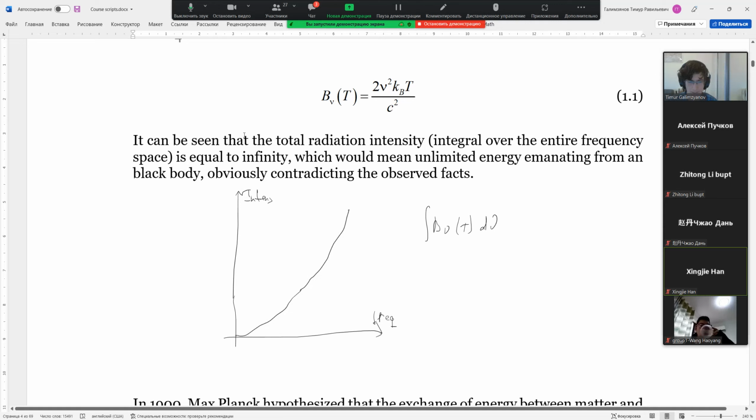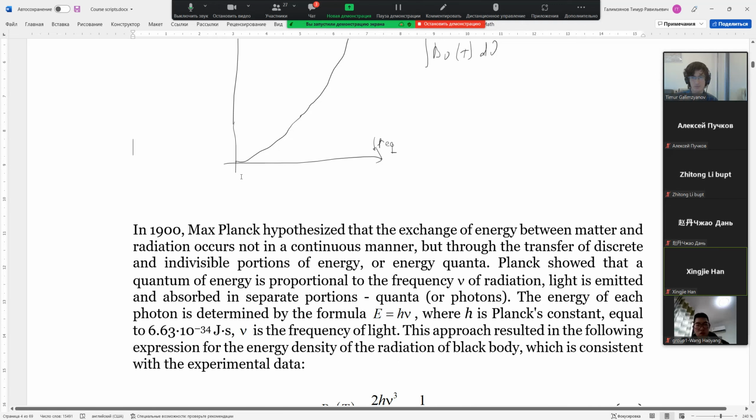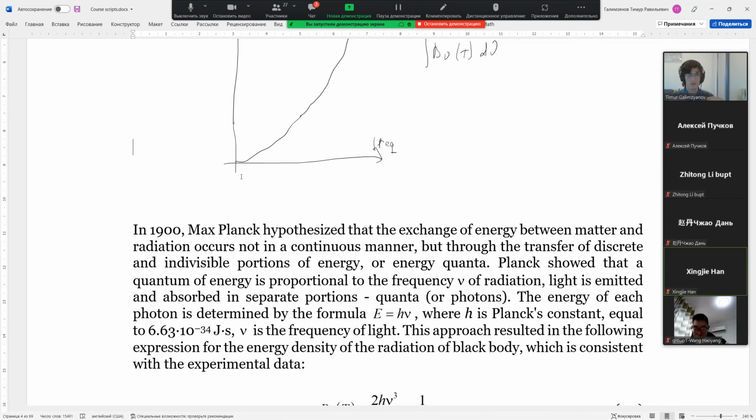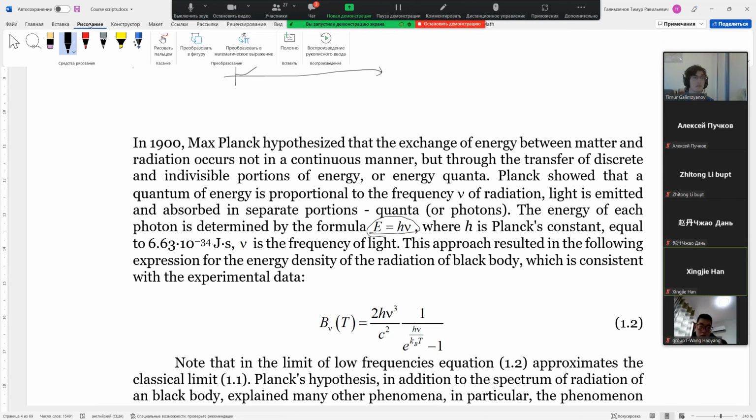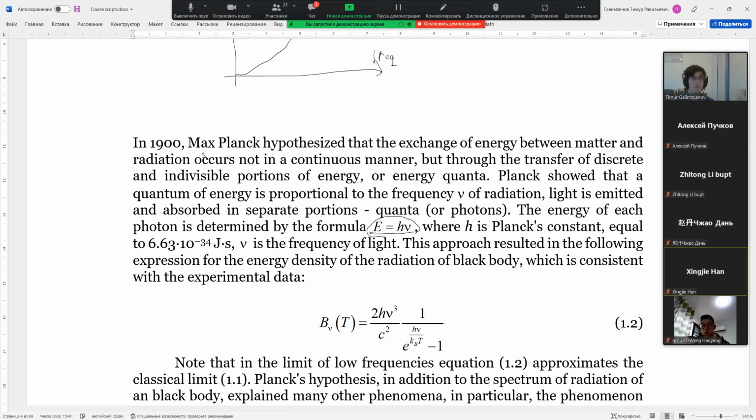And for this, Max Planck hypothesized that the exchange of energy between matter and radiation, so the matter can radiate energy not continuously, but transfer it in discrete portions of energy. And this portion of energy depends on the frequency in such a way. That is the famous equation. The energy linearly depends on the frequency, but you cannot transfer less energy than this portion if you have radiation only with this frequency.